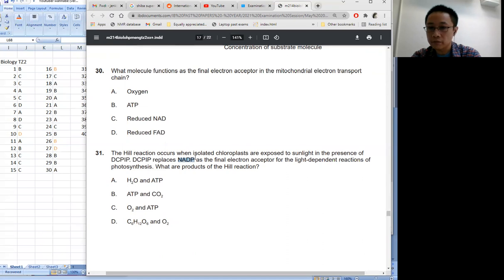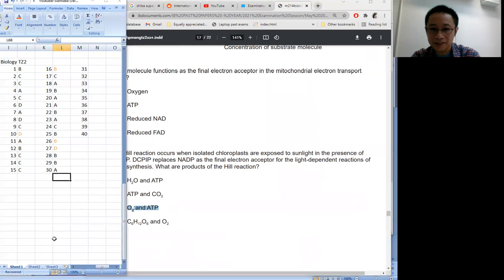function for NADP. So NADP accepts electrons from the water itself, becoming NADPH. But if we replace NADP, then that means the light-dependent reaction can still take place. Then most likely it's just going to be oxygen and ATP. So basically the same answer. It's just a really convoluted way of asking what's the product of the light-dependent reaction in general, because the roles of DCPIP and NADP are similar.